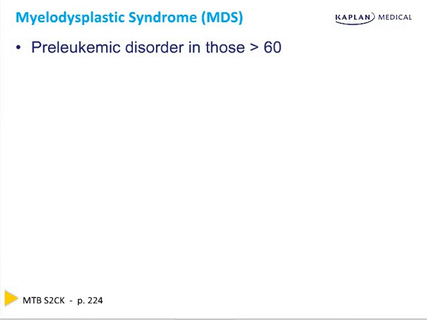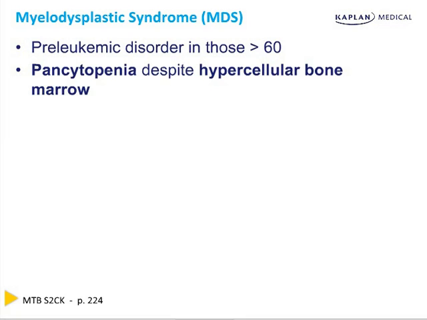Myelodysplastic syndrome, or MDS, is a pre-leukemic disorder. It's extremely uncommon under the age of 60. It presents with pancytopenia despite the fact that the bone marrow is working overtime. The cells are made a lot. There's a hypercellular bone marrow, but they get destroyed easily. The cells are defective. They break. It's like buying TVs that just don't work. They make a lot of them, and they're broken right away.